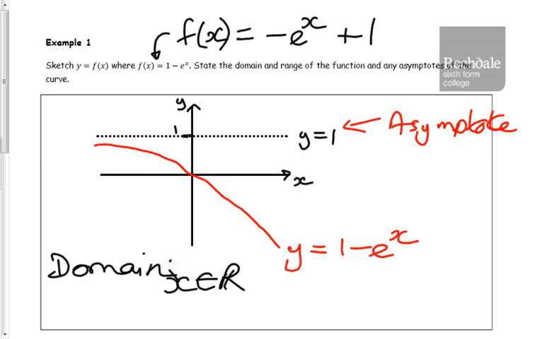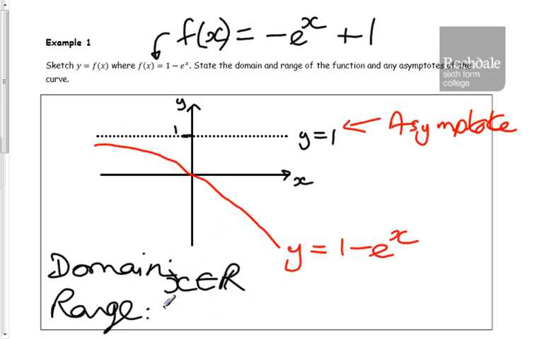And for the range, we'll look at the y values on my graph. Well, the lowest y value, well, there isn't one. It goes down to minus infinity. The highest y value, you might say, is 1, but actually it's an asymptote. It never actually gets there. So it's like a ceiling, a limit.